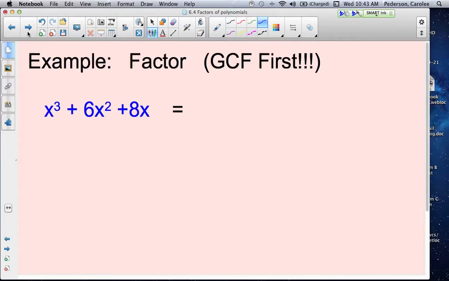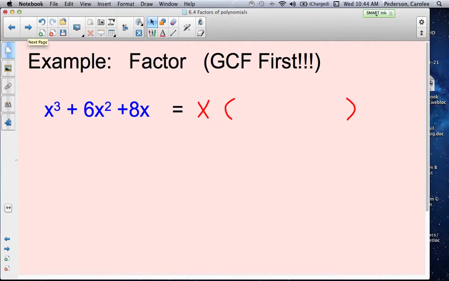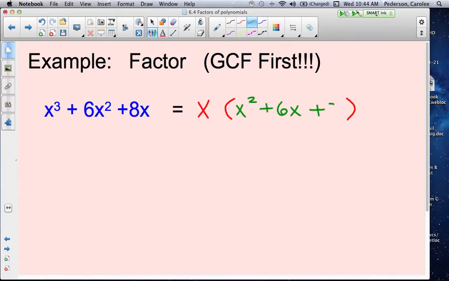All right, let's go on to our first example. Go ahead and write this down. We want to factor this polynomial. And there's a hint. We want to factor out the GCF. So the GCF of this is x. So we're going to divide out an x from all 3 terms. So what are we left with? We're left with x squared plus 6x plus 8.